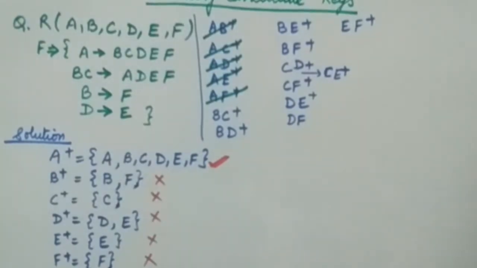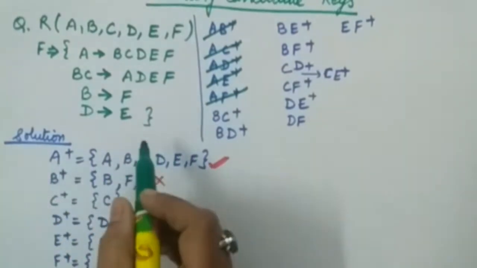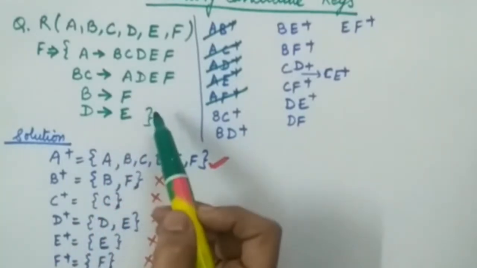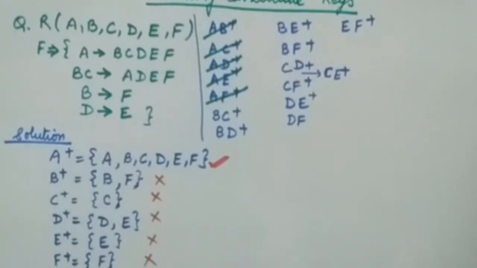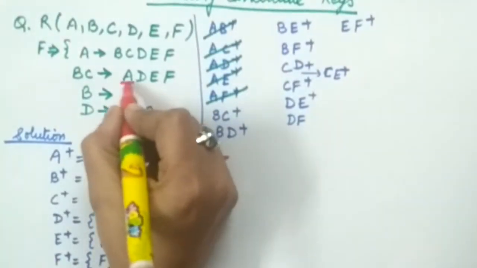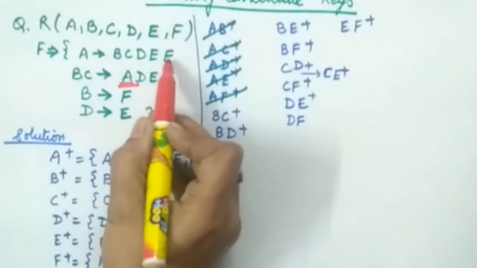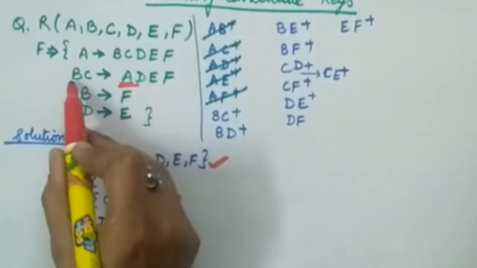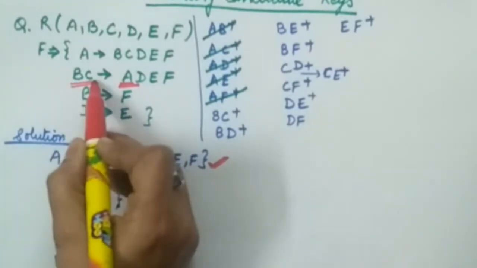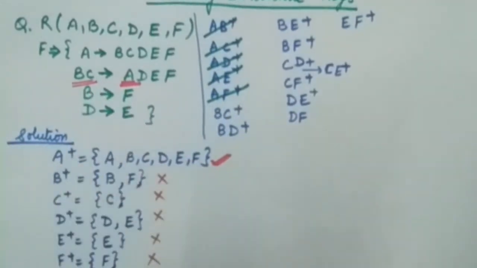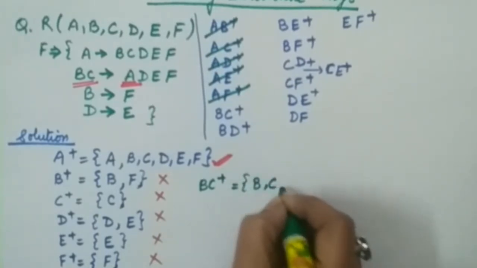There's a short trick for this. The trick is, as A is the candidate key, the attribute containing A on the right hand side will also be a candidate key. In this FD on the right hand side, is there A? No. Is there A? Yes. So BC will also be a candidate key. Is there A? No. Is there A? No. So BC will also be a candidate key. Let's see the closure of BC. BC can identify itself.